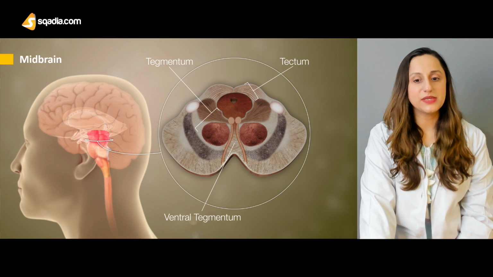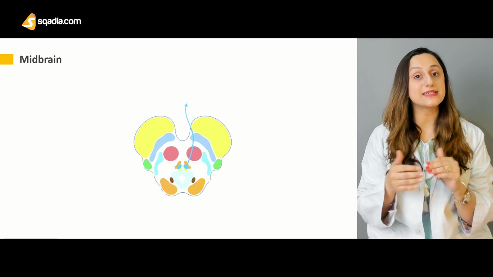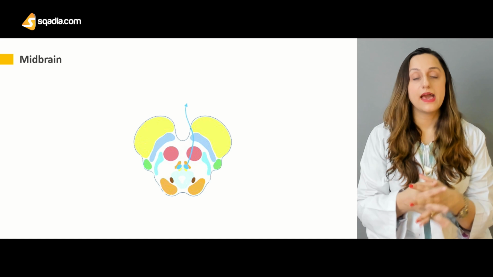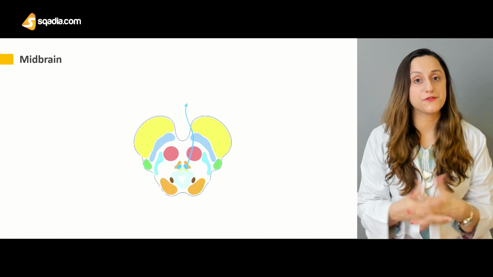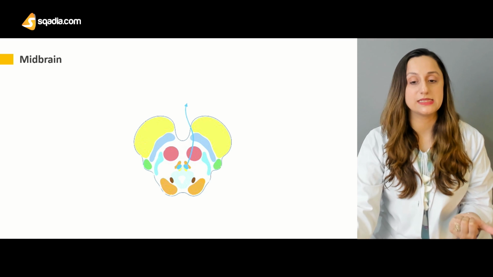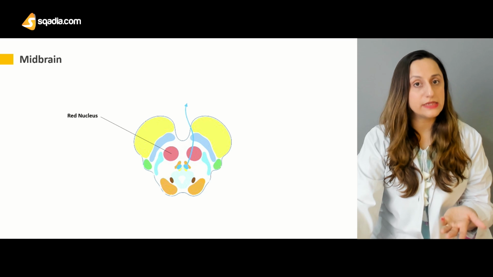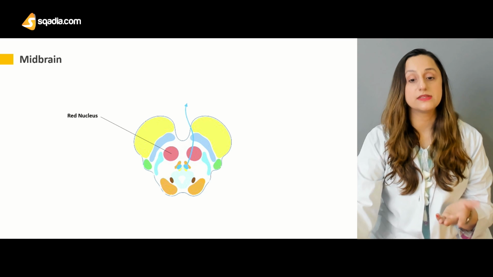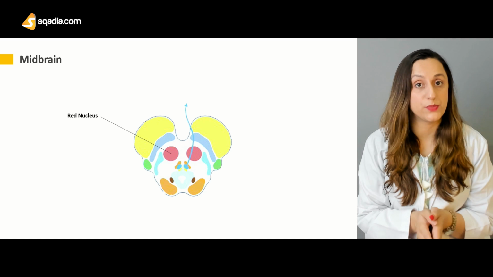So discussing the midbrain in detail, we'd be going through the different cut sections at different levels and the different important structures that are present at different levels. We'd be going through the details as well. First of all, we have the red nucleus that is present at this level. This is a very important distinctive structure at the level of the midbrain.